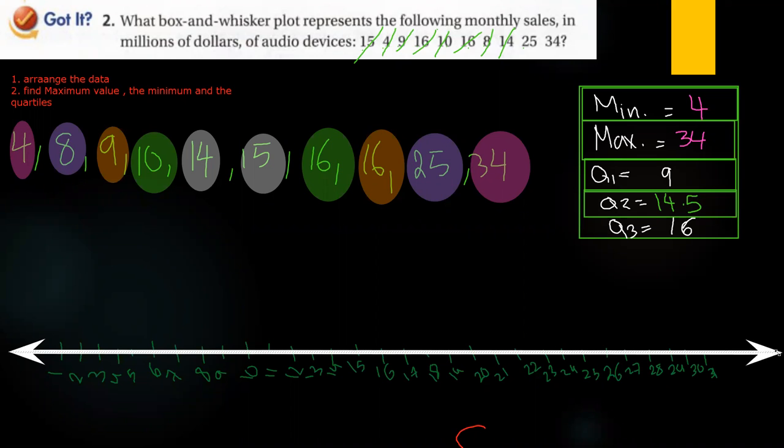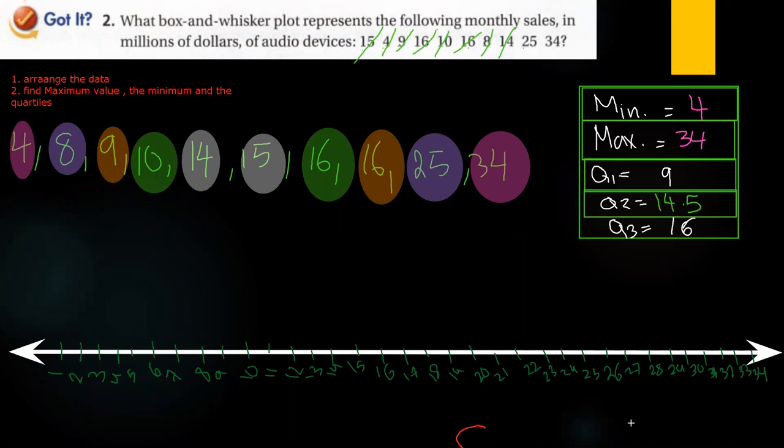Should we start from 4, or should we start from 1? You can start from 1 or from 4. But I want to start from 4, just to tell you that we didn't use 1. We start from 4. Okay. But later on, you can start differently. And now, what is the max?